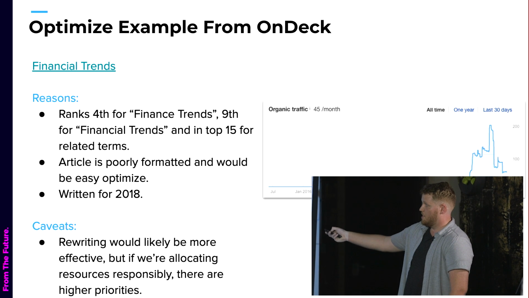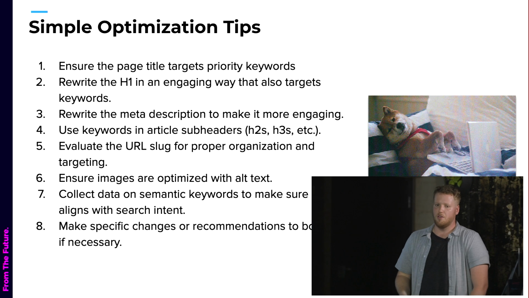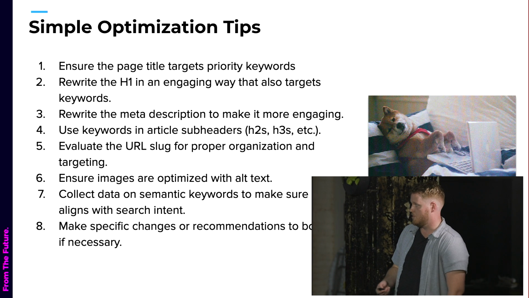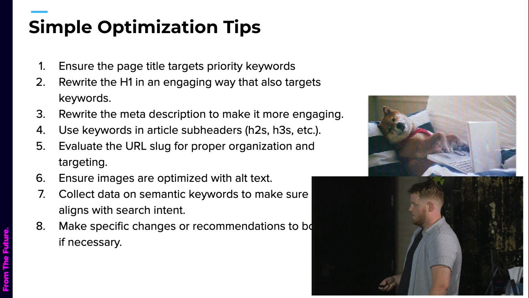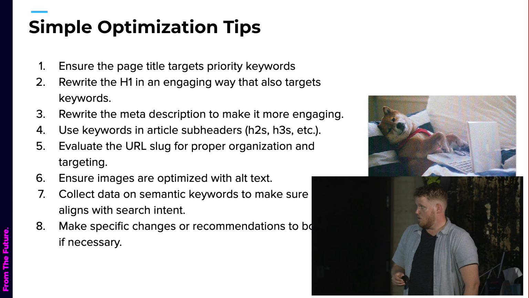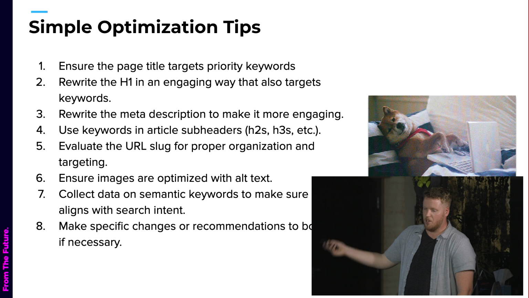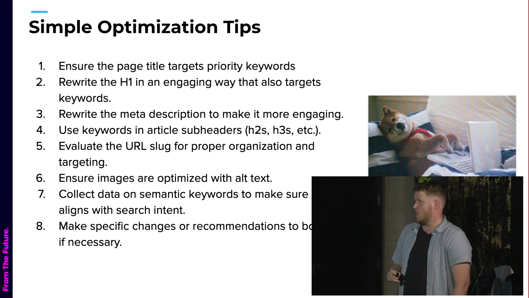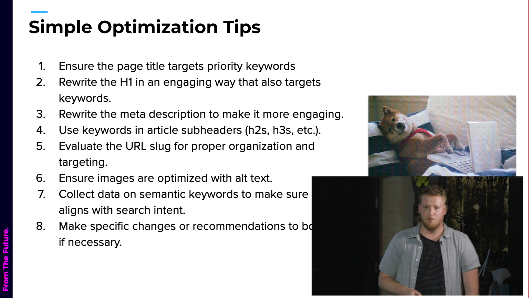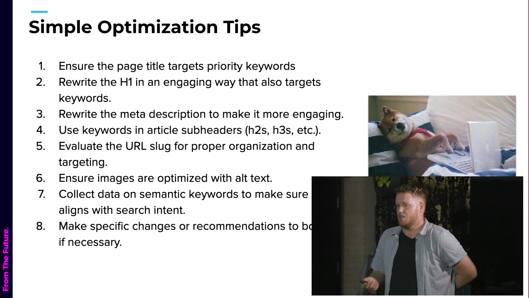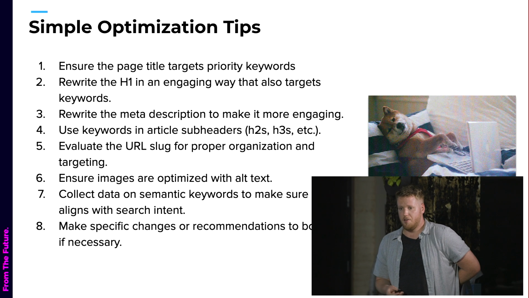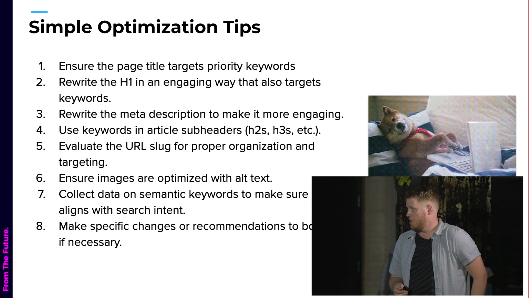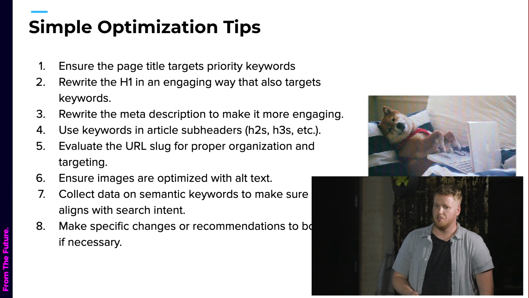But because we are on the optimized example, I did want to go through some things that you can do to optimize blog posts specifically, but also some pages, landing pages and things like that. This is kind of the process we follow for optimizing blog posts and landing pages. I would look first at whether the page title is optimized for the keyword. Second, you would either rewrite the H1 or just make it more engaging in a way that also targets the top keyword for the page. Rewrite the meta description to make it more engaging.